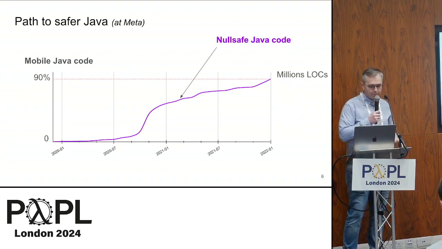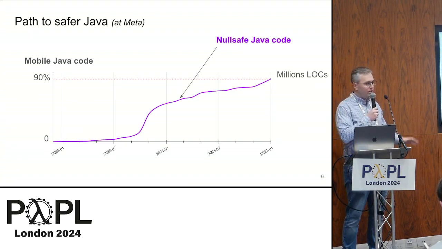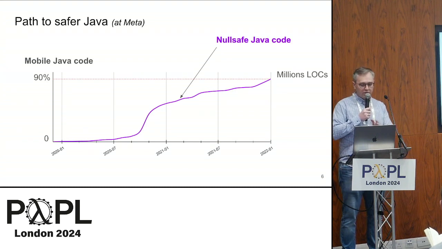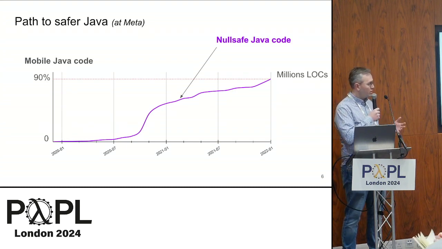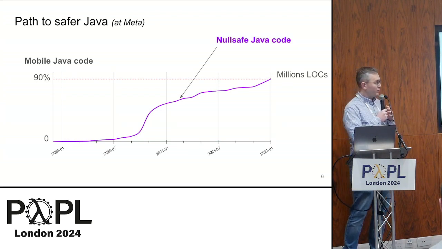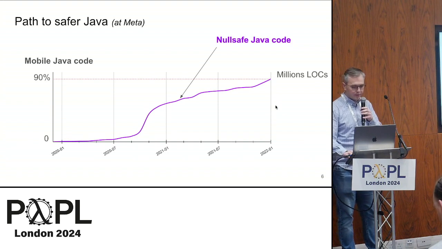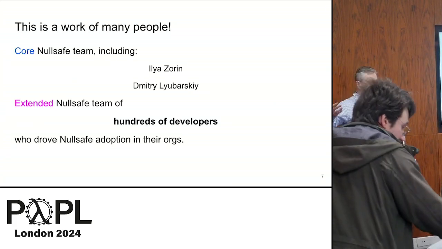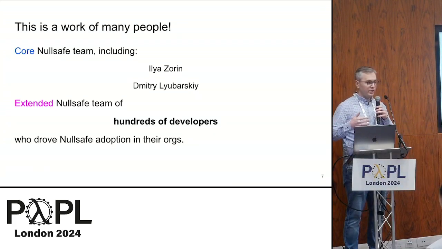Over the course of, let's say, 3 years, give or take, we migrated millions of lines of our production Java code to null-safe Java. We developed tools, deployed them at Meta scale. We iterated on the analysis and got some really nice benefits. This is a work of many people, including my close collaborators, Ilya and Dmitry, but also of the extended null-safe team, which is hundreds of developers that actually drove the adoption of null-safety within their teams and orgs.